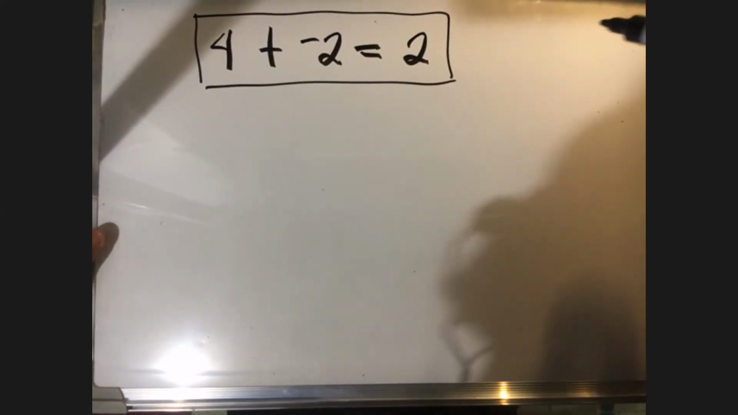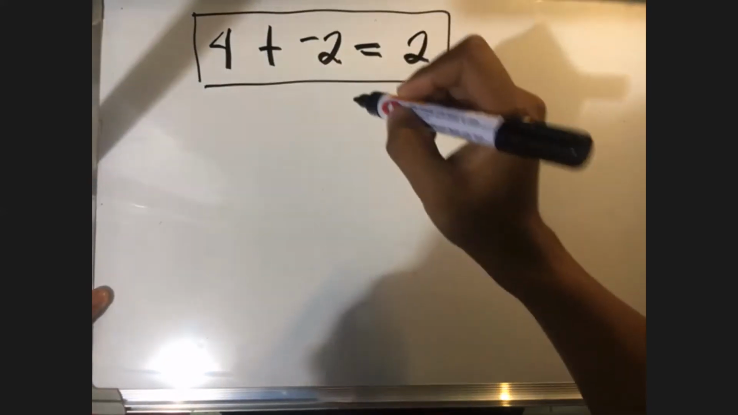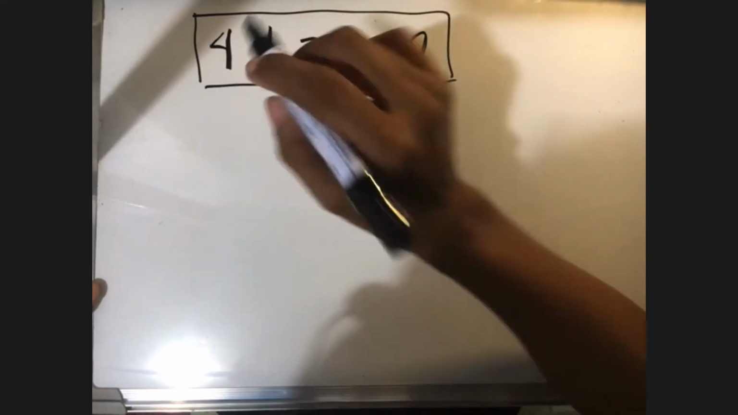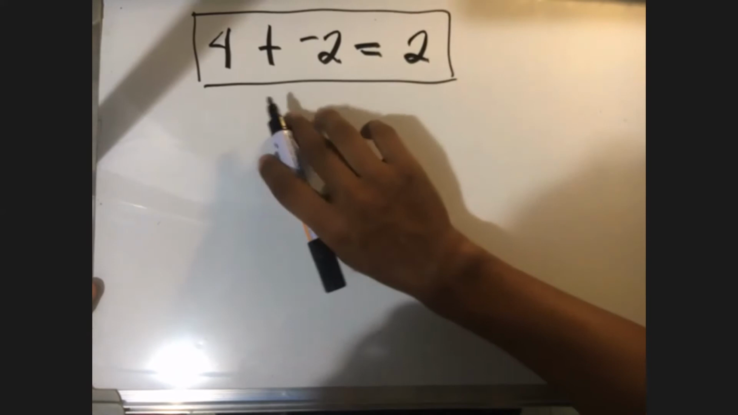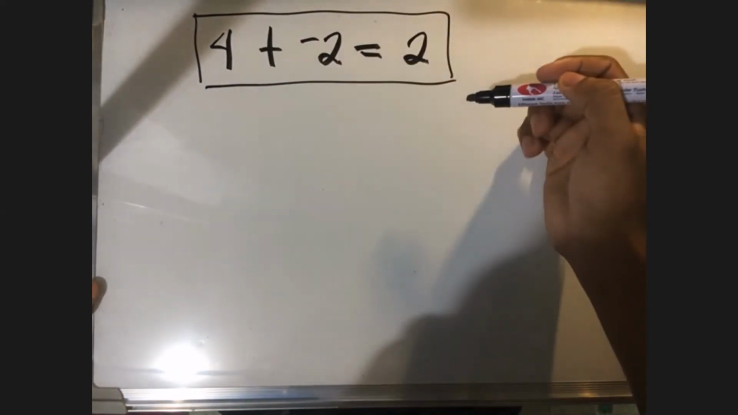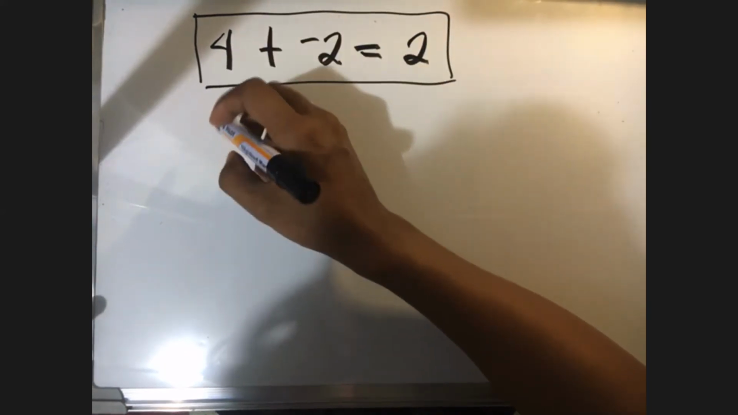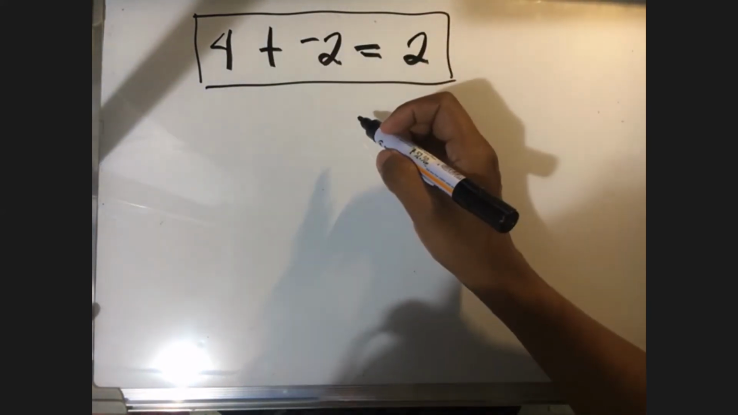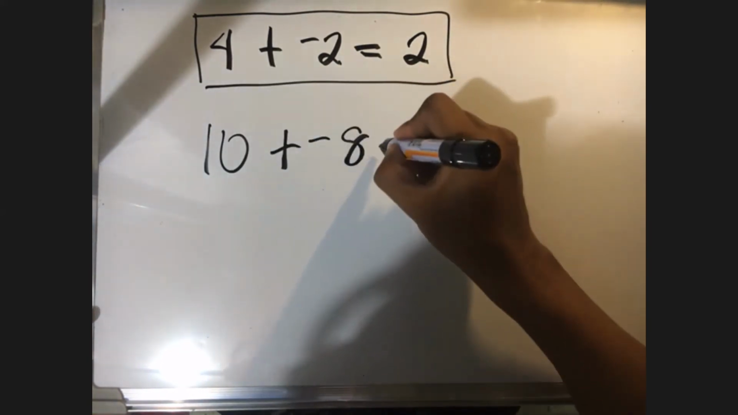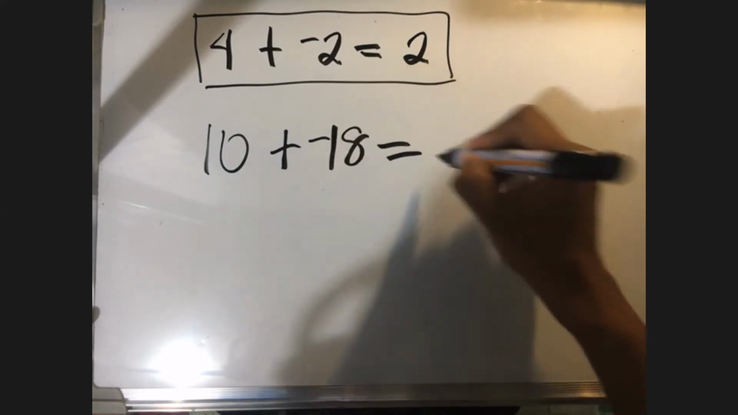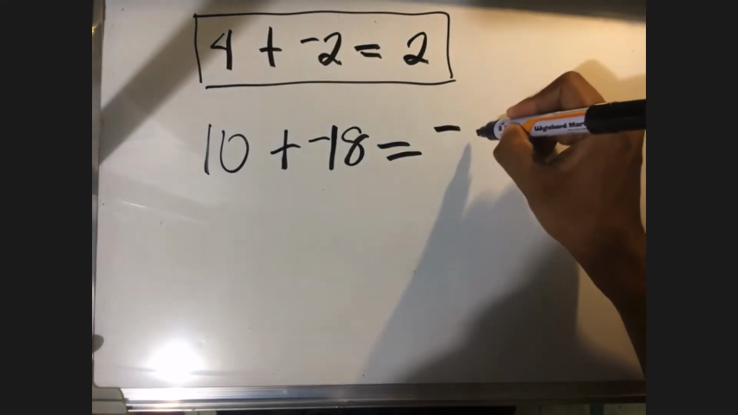If one of your students asks you to give an example, or you can write any problem wherein you want your students to answer. So this one I have written a while ago, 4 plus negative 2 is equal to 2, or you can have an additional problem so that your students will understand. So 10 plus negative 8, let's have negative 18. That will be through the application of the rule. So you will be having negative 8.